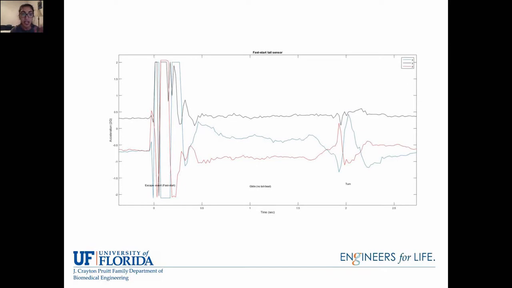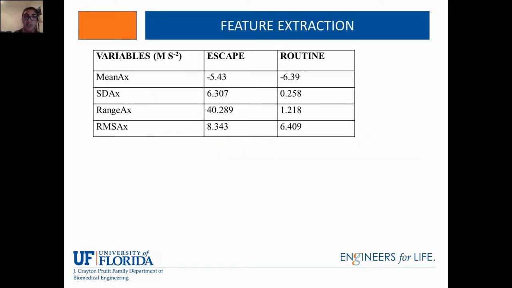So I plotted the XYZ channels to see how the fast start event would look in the tail sensor data. You'll see this is where at time 0 it initiates, it glides, and then it turns in the end to mark the end of the entire escape motion. That was very interesting to see. Looking across all the signals, I noticed that the X channel was the most relevant source of information for my classification.